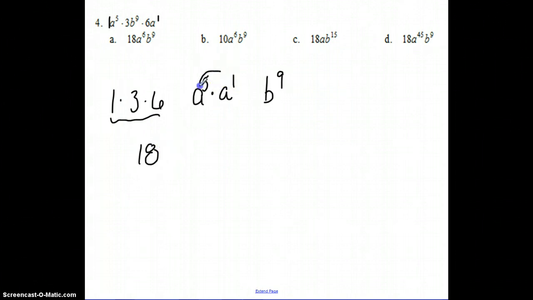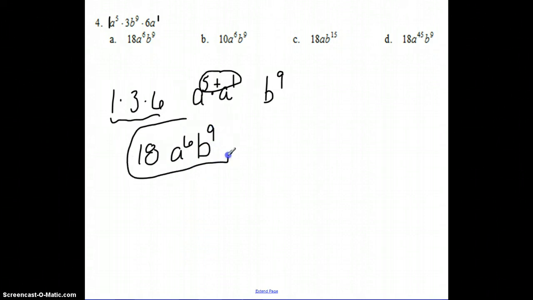And then to be able to solve for this part right here, I actually need to add those together. So 5 and 1 would give me 6. And the only b I have is b to the 9th. So this would be my final answer. Now that means that up in this answer up here on 4, A is going to be my answer.